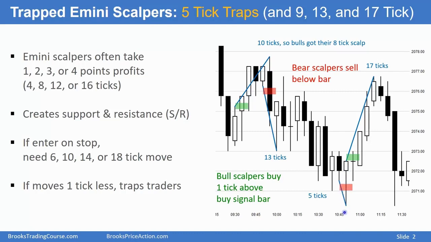And part of this reversal up is the trapped bears. It had to fall 6 ticks for them to make 1 point. It fell 5 ticks and hit their buy limit order where they wanted to take profits, did not fill most of them, and as it started to go up, they panicked and they bought. So we have a 5-tick trap and reversal.